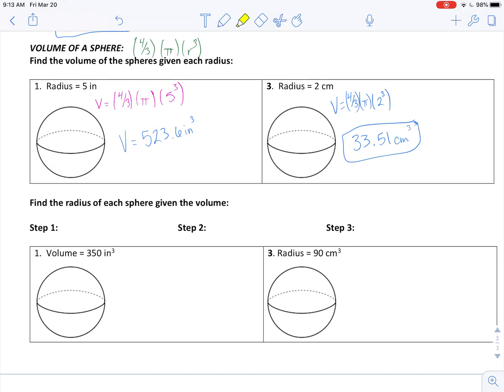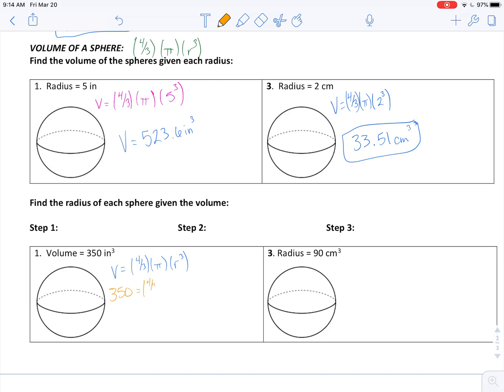So now we're going to go the opposite direction, in a sense. I'm not giving you the radius anymore. I'm giving you the volume, but we're going to use the same formula. Volume equals 4/3 pi r cubed. But now I'm giving you the volume. So where am I going to substitute the volume in? Well, it should probably go for my volume. I'll substitute the volume in where the volume should go.